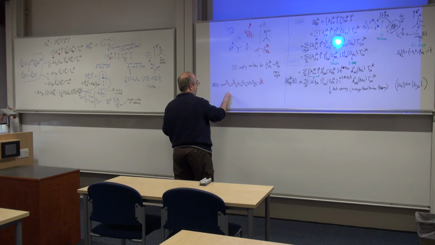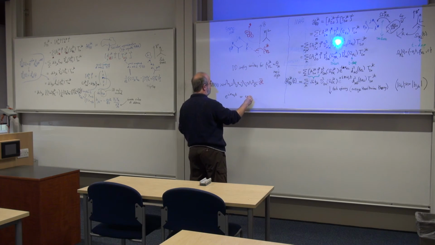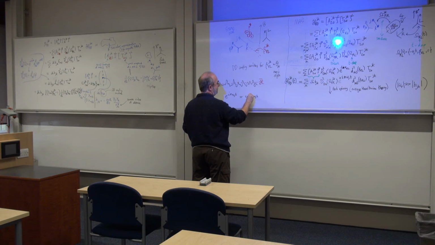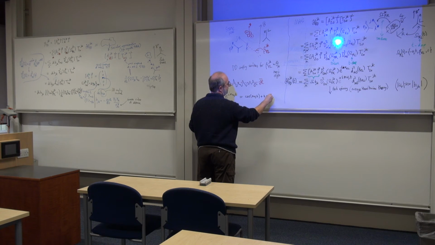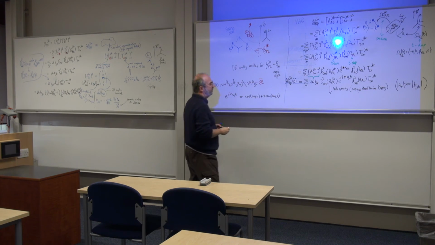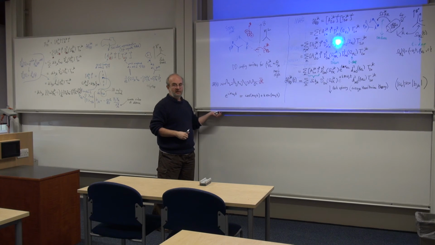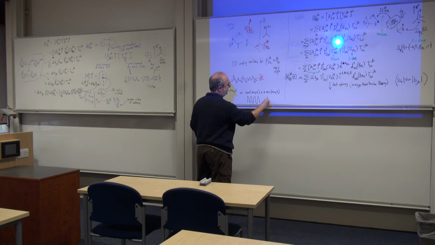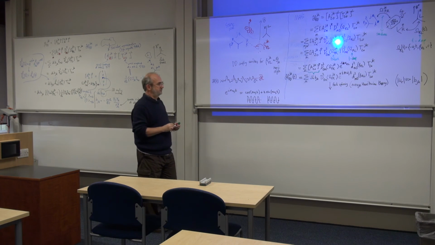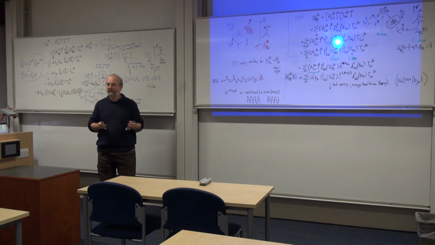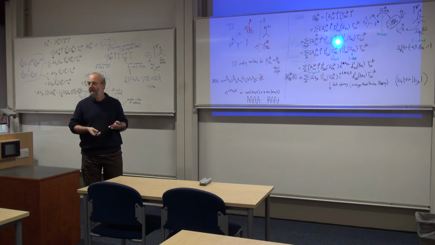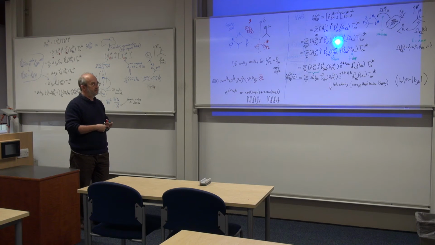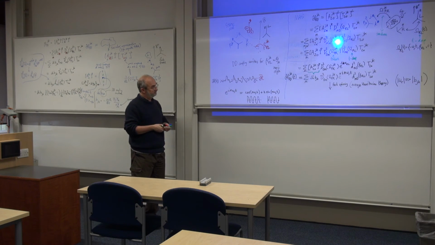e to the i m omega_R t, from Euler's theorem, is cosine(m omega_R t) plus i sine(m omega_R t). So the cosine function is a function of time, and the sine function is a function of time. If you average over time, the result is 0 for both of them, except when m is 0.